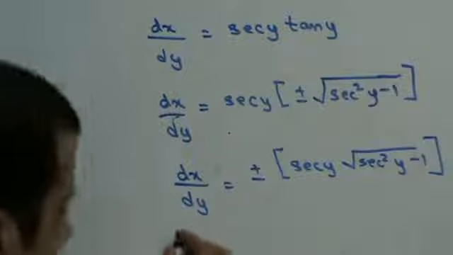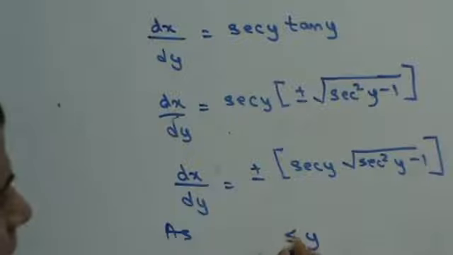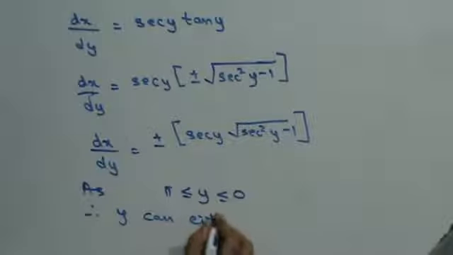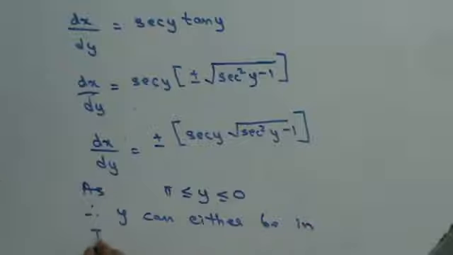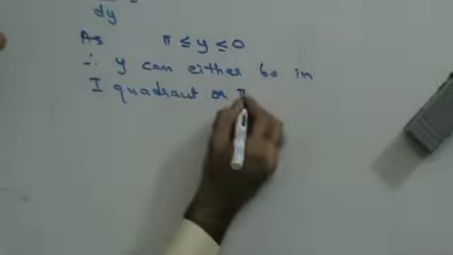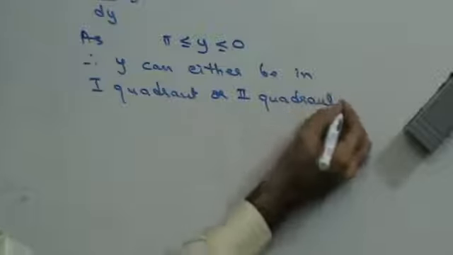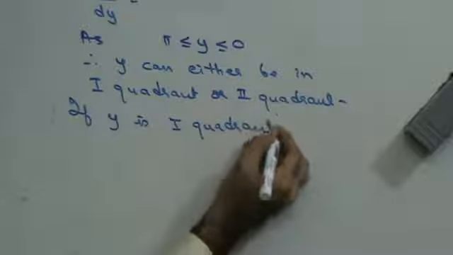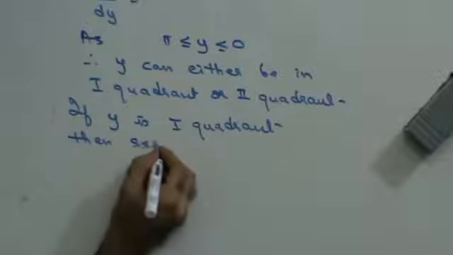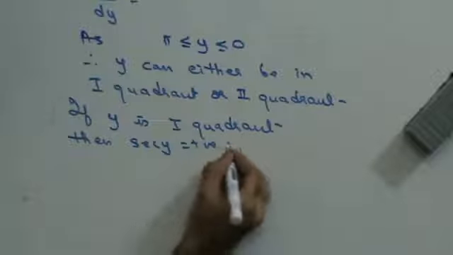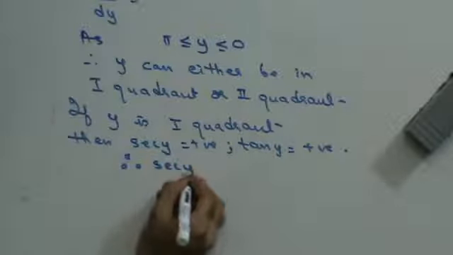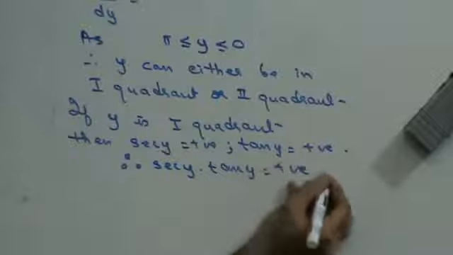Now as y is greater than 0 and less than pi, therefore y can either be in the first quadrant or the second quadrant. Now if y is in the first quadrant, then sec y is positive, tan y is positive, therefore sec y into tan y is positive.